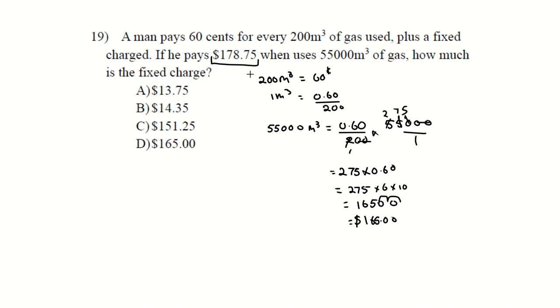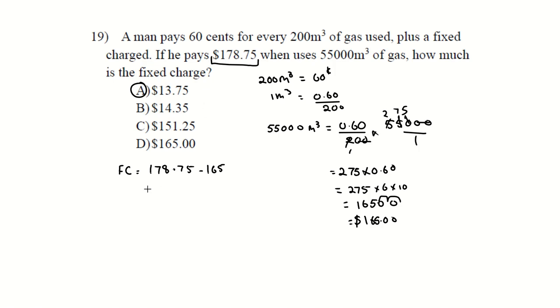It actually cost him this amount, so his fixed charge would be how much for the actual 55,000 meter cube of gas minus this amount. So it would be from this amount, which is $178.75 minus 165, and yep, the answer is $13.75.